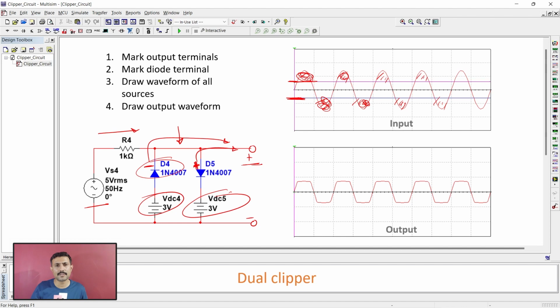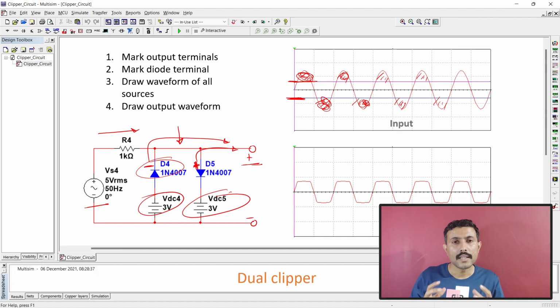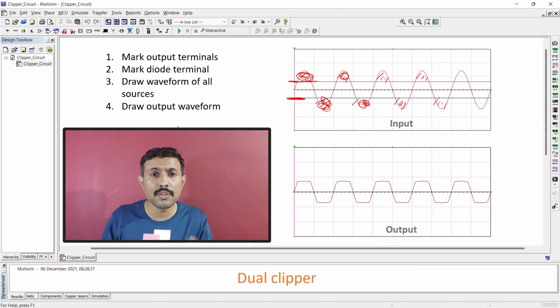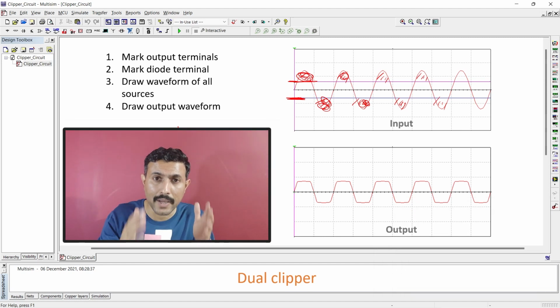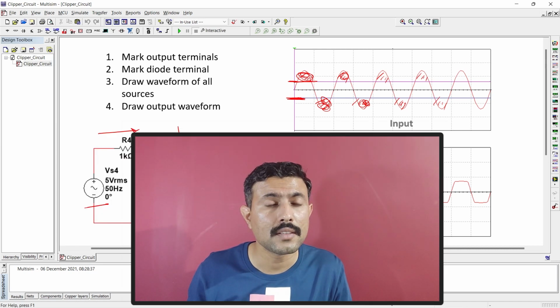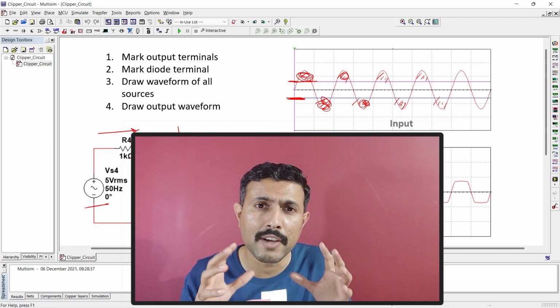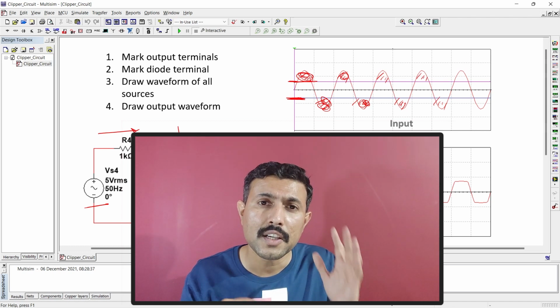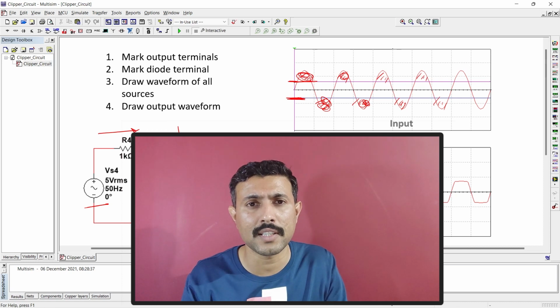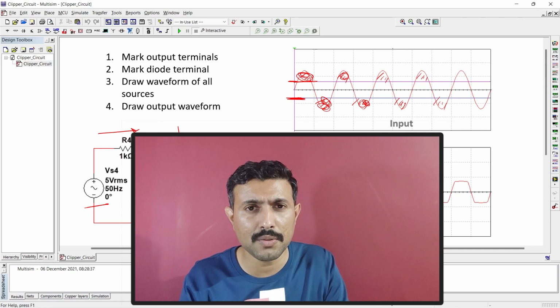So this is how you can draw the output of all types of clipper circuit. Here we have learned how to plot the output waveform using a 4-step simple trick. But what if you genuinely want to understand how exactly this circuit functions? Then you must check out my this video. In that video I have explained all these things using live simulation in Multisim. So see you in that video.